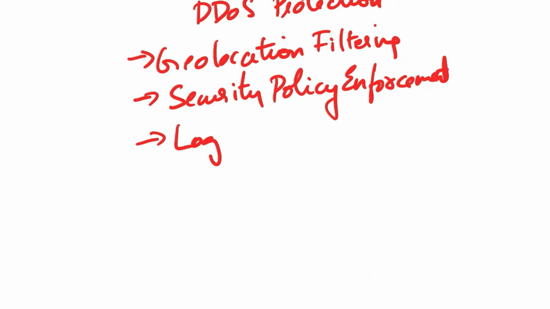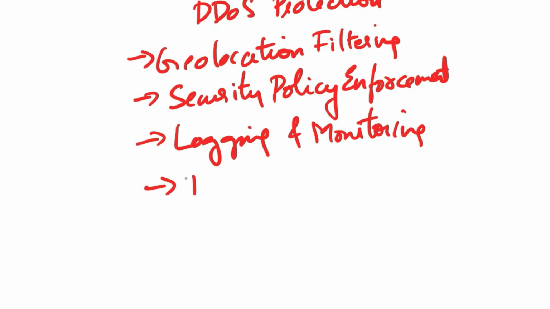Next, logging and monitoring. WAFs generate detailed logs and reports on web traffic and security events. This logging helps security teams monitor and investigate potential threats and incidents. Next one, incident response, IR. WAFs can assist in incident response by providing information about attack vectors and patterns. They often integrate with security information and event management solutions, that is, SIEM solutions, for comprehensive threat analysis.